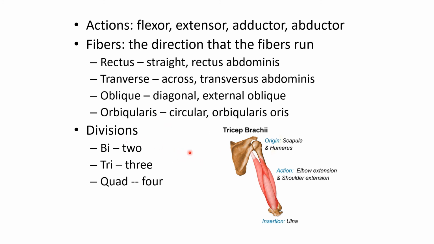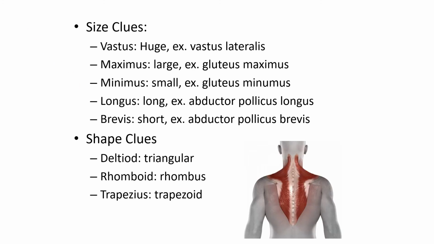And then we also have divisions as well. So we have the biceps, bi meaning 2, triceps, meaning 3, and quadriceps, meaning 4. So the size can also give us some clues as well. Vastus meaning huge, vastus lateralis; maximus meaning large, gluteus maximus; minimus meaning smaller, like the gluteus minimus; longus meaning long, such as the abductor pollicis longus; and then brevis meaning brief or short. An example of that would be the abductor pollicis brevis.